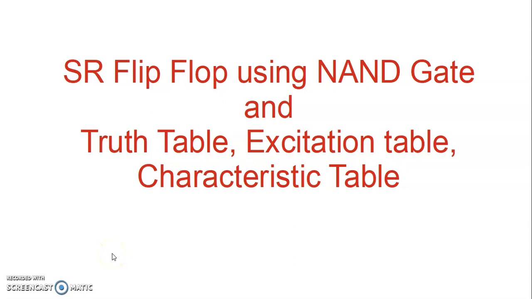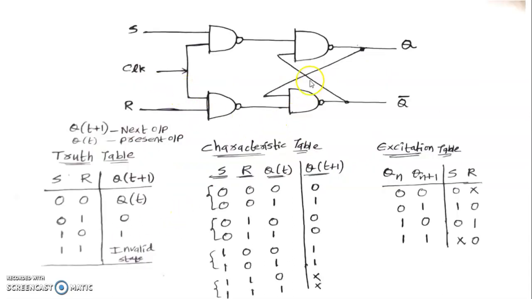In this video, we will see the SR flip-flop diagram by using NAND gates, and we will see the truth table, excitation table and the characteristic table for SR flip-flop. So this is the SR flip-flop diagram by using NAND gates. It contains two inputs S and R and two outputs Q and Q bar. First we will see the truth table for this SR flip-flop.